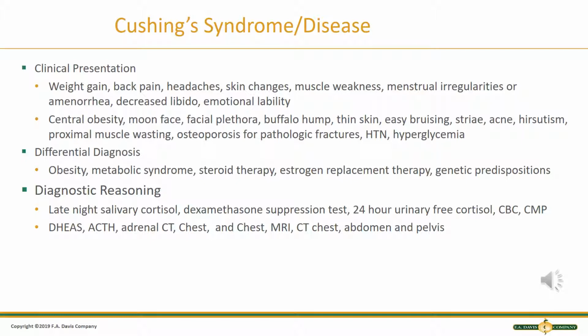When you CAT scan the adrenals, first line, you're going to do this if the ACTH was suppressed, and then it's going to show sensitivity to detect adrenal adenoma, a hyperplasia, or tumor. If your ACTH is elevated, then your MRI pituitary test is going to be your first line because you are looking for a pituitary adenoma at that point. CT abdomen, pelvis, and chest might be done if you have not found a tumor source because there can be ectopic ACTH producing tumors.